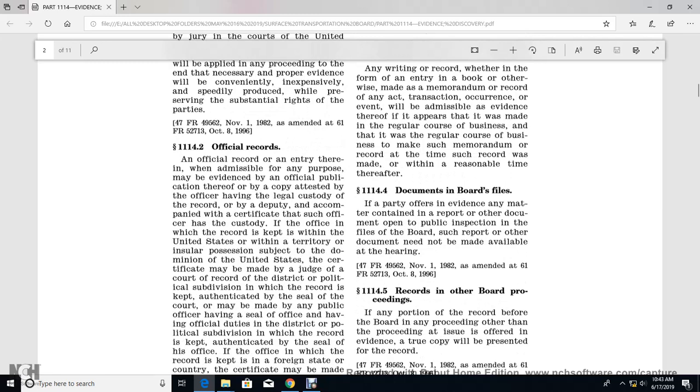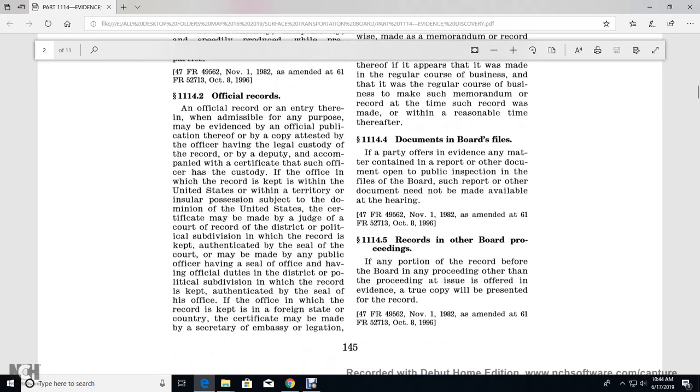An official record or entry thereof is admissible for any of the purposes of evidence if the official publication thereof, or a copy attested by the officer having the legal custody of the record or by his deputy, is accompanied with a certificate that such officer has the custody. If the record is kept within the United States or within a territory or insular possession subject to the dominion of the United States, the certificate may be made by the judge of a court of record of the district or political subdivision in which the record is kept, authenticated by the seal of the court, or made by any public officer having a seal of office and having official duties in the district or political subdivision in which the record is kept, authenticated by the seal of his office.